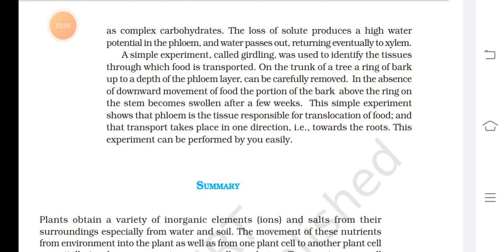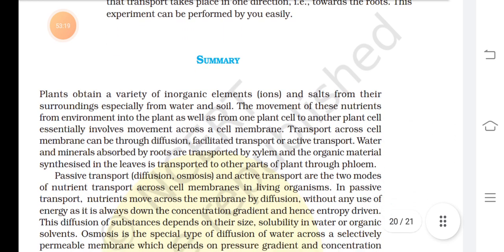This simple experiment shows that phloem is the tissue responsible for translocation of food, and the transport takes place in one direction, that is towards the root. This experiment can be performed by you easily.